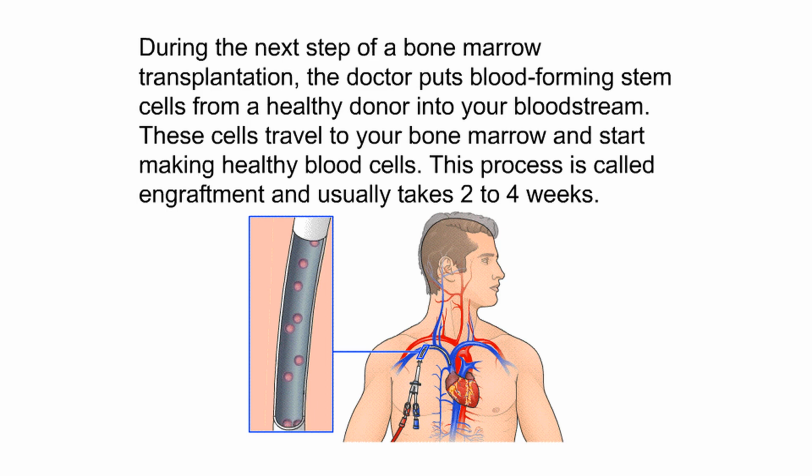During the next step of a bone marrow transplantation, the doctor puts blood-forming stem cells from a healthy donor into your bloodstream. These cells travel to your bone marrow and start making healthy blood cells. This process is called engraftment and usually takes 2 to 4 weeks.